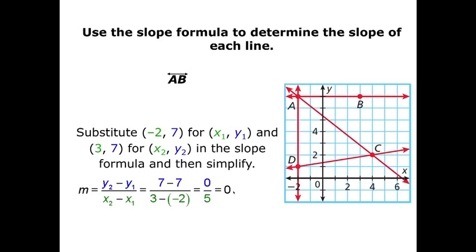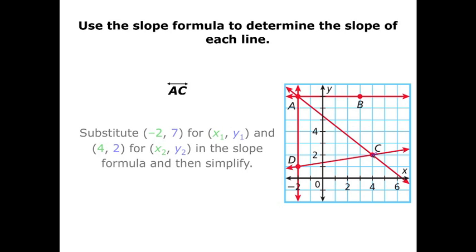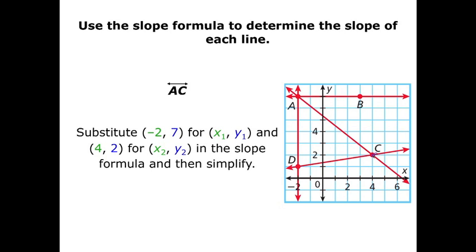Now let's look at another line in this picture. So line AC. So again, we know we're at (-2, 7) for point A, but in finding point C down here, we are at (4, 2). So I'm going to use (-2, 7) and (4, 2) as my two coordinates to find the slope. Again, I'm going to apply x sub 1, y sub 1 to one of them, and x sub 2, y sub 2 to the other.